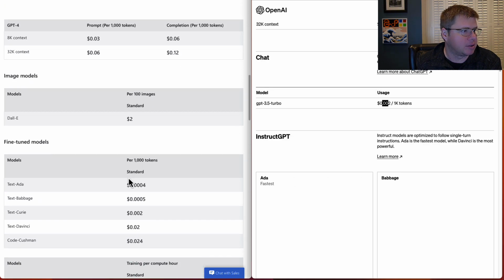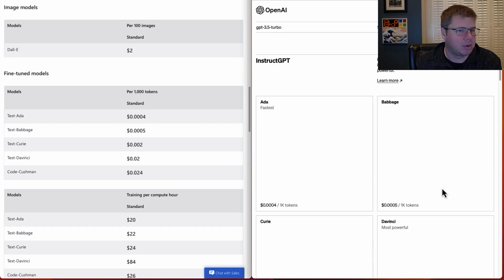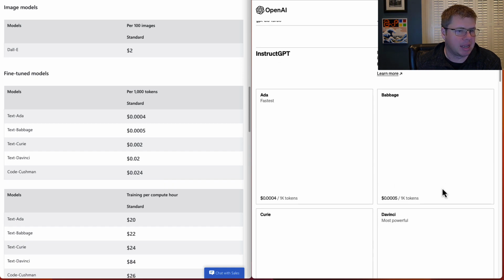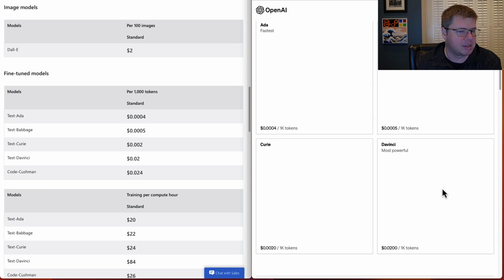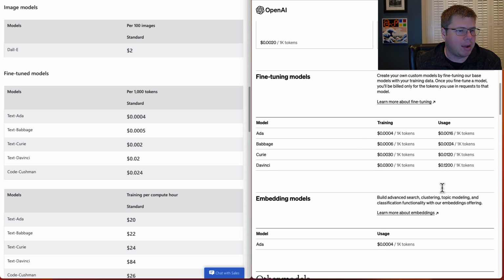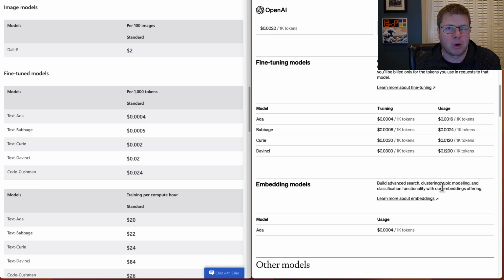Let's look at some of these others. Per 1,000 tokens, same. So all of these are pretty much the same. So why would you ever go with Azure OpenAI?